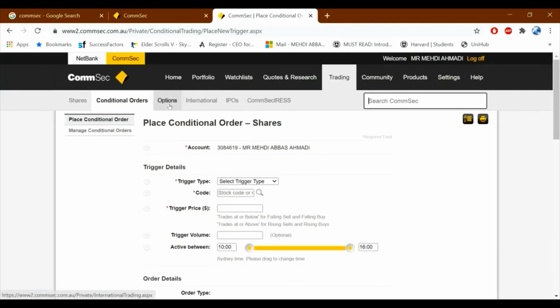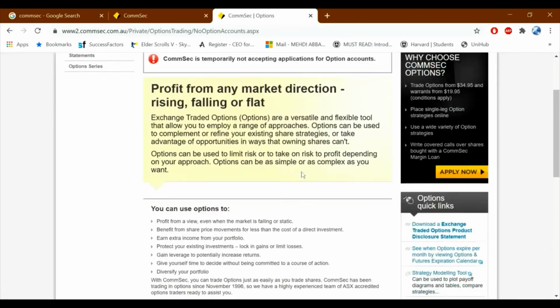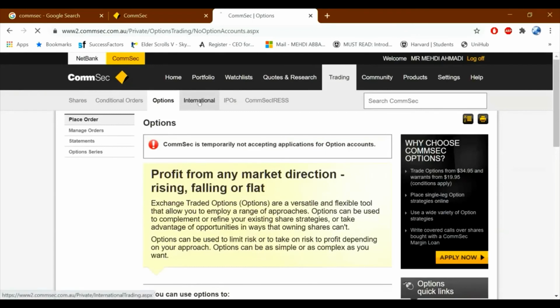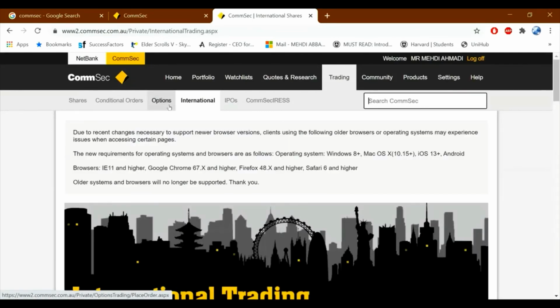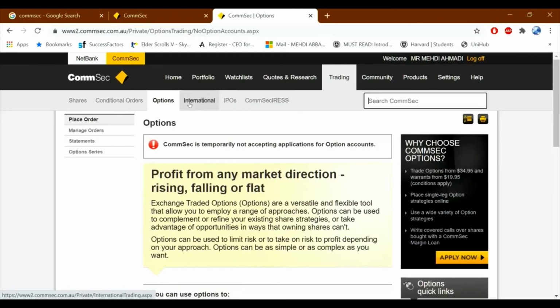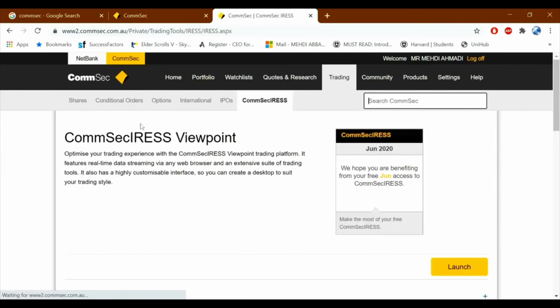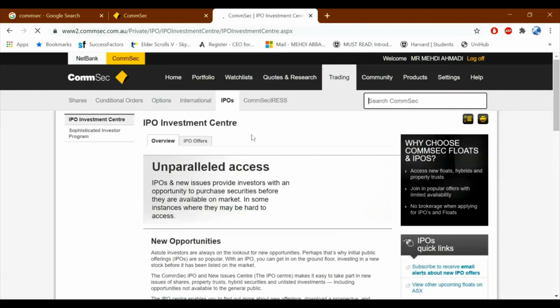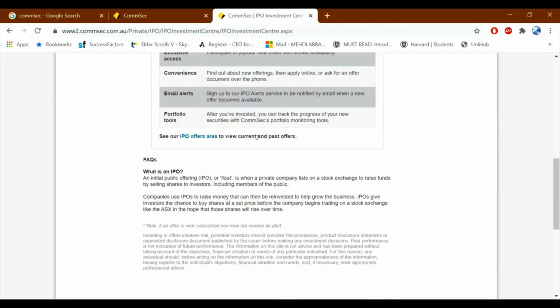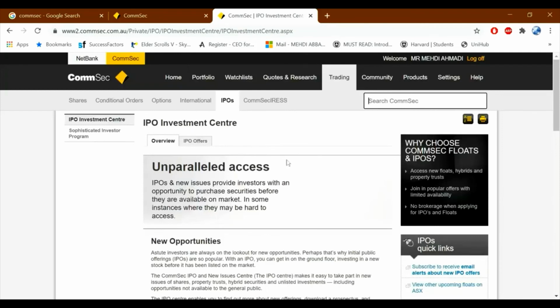There are also options. If you sign up for options or internationals, as I mentioned at the beginning, those will open up for you, but at the moment these things are locked. Also IPOs, initial public offerings. You can sign up for them. Once an IPO comes to the ASX, you can get an email saying there is a new IPO, and whether you want to invest in it or not.